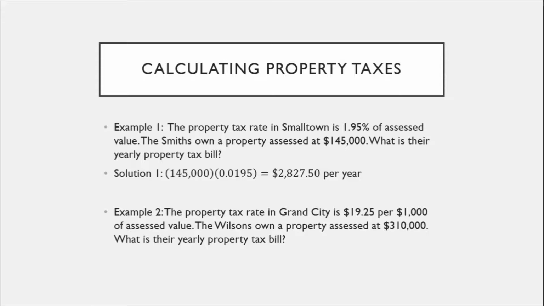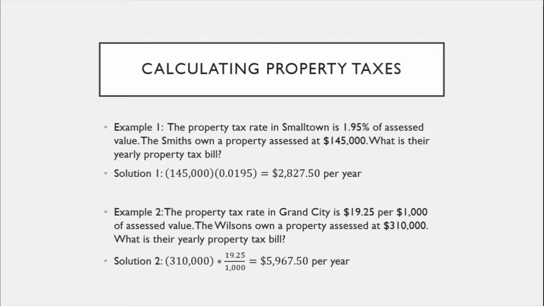Now, here's the other kind of example we've got. So the property tax rate in Grand City is $19.25 per $1,000 of assessed value. The Wilsons own a property assessed at $310,000. And we'd like to know what is their yearly property tax bill. So again, even if you're not 100% sure how to do this, try to get a number in there that seems right.